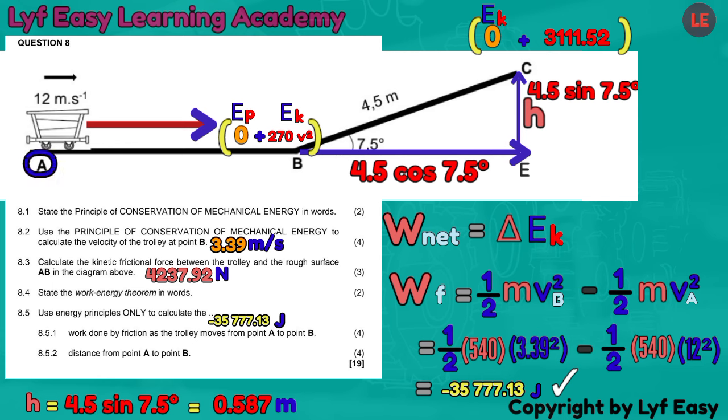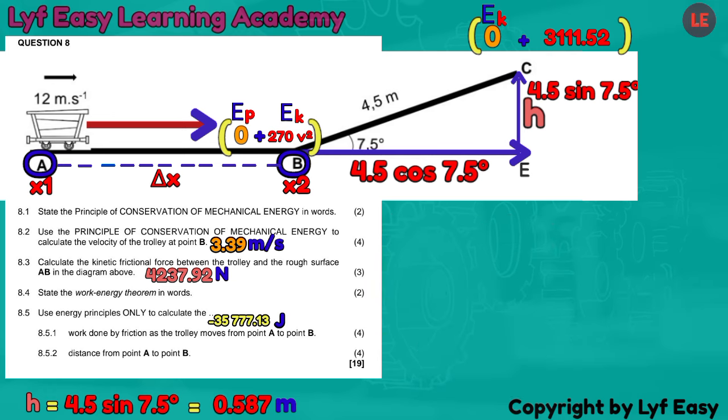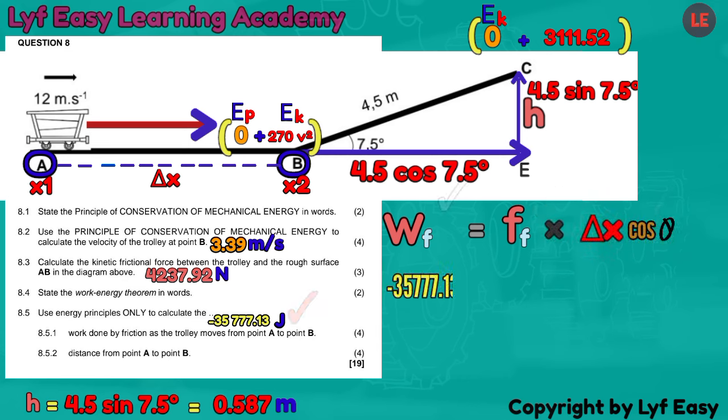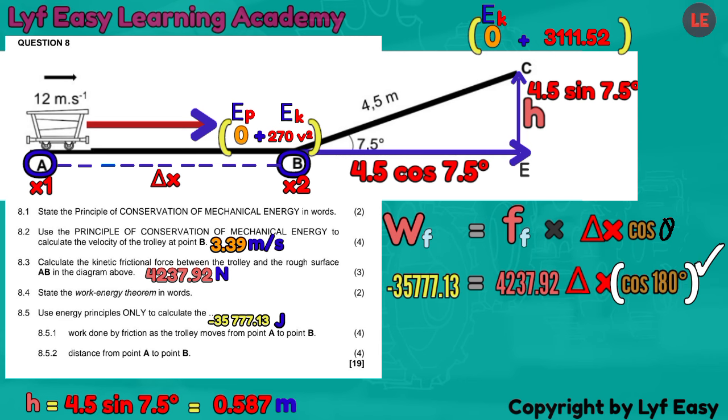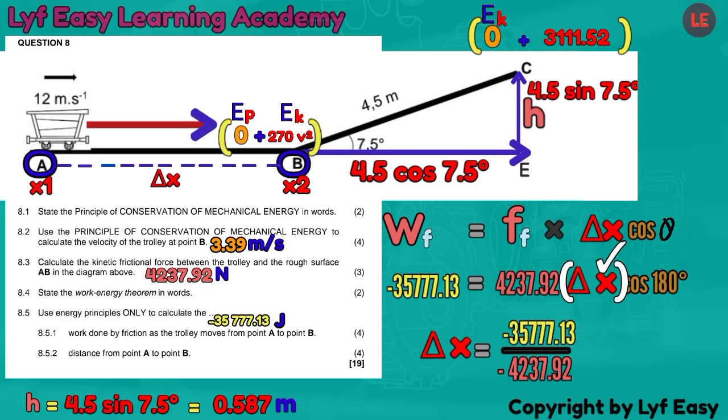Since the distance from point A to B is not given, now we are instructed to calculate it. We apply work done by friction equals frictional force times change in length. Work done is this value, then the frictional force value, and for cos theta, because this segment A to B is a straight line, we use 180 degrees. We have only this change in length that remains unknown. Calculating this, we get this value as the change in length.